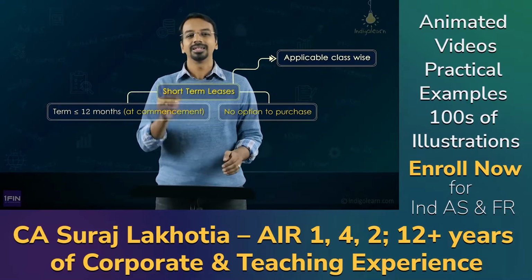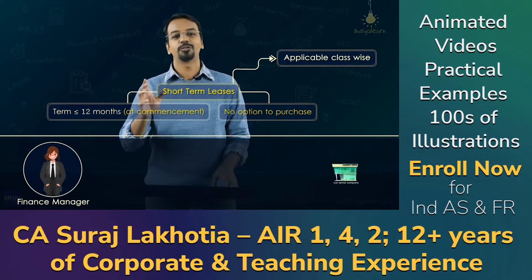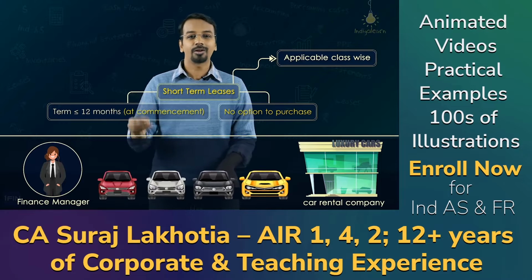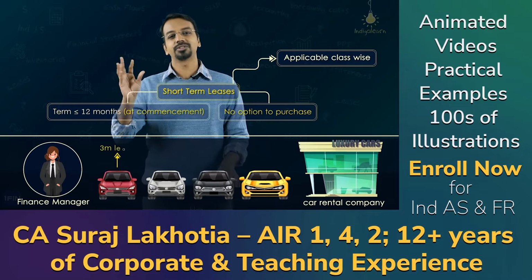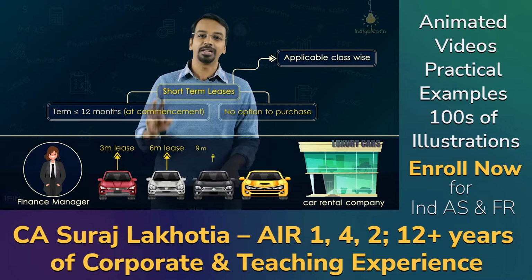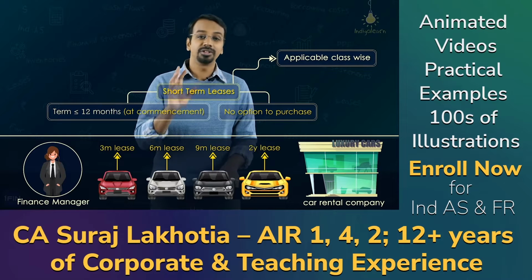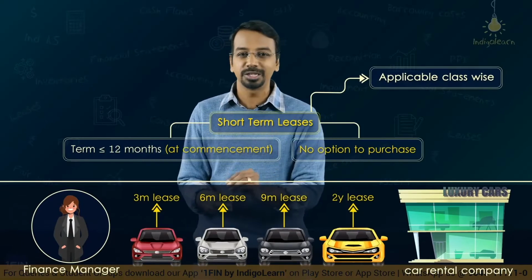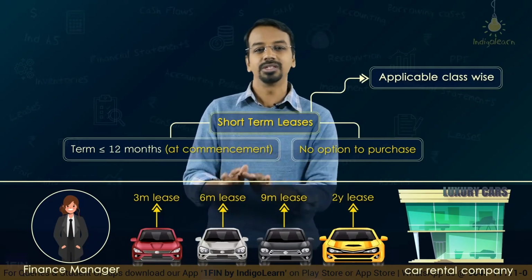Now, what do I mean by that? Say for example, you are the finance manager of a car rental company. Now, the company takes cars on lease for different terms. Say some cars for a 3 months period, some for 6 months, some for 9 months, some for 2 years, some for a 3 years period. So, like this you have different terms of lease. Now, this is a lease for an underlying class of asset which is car.